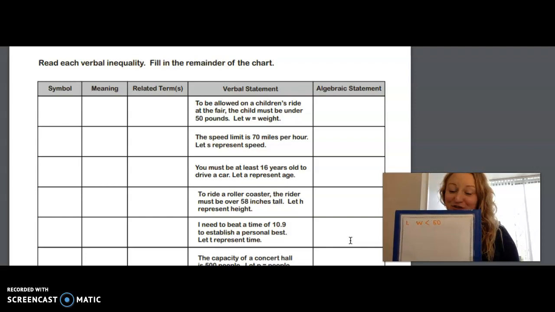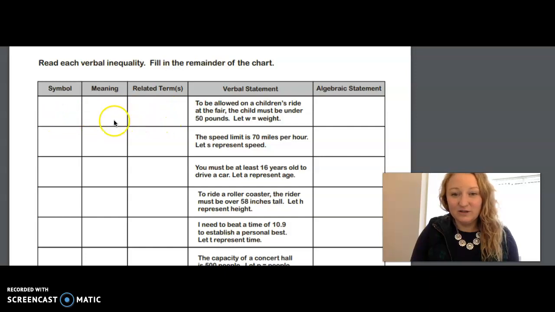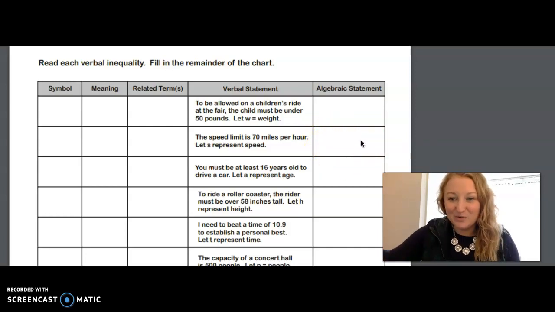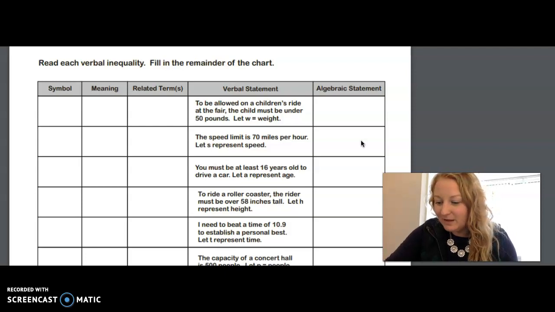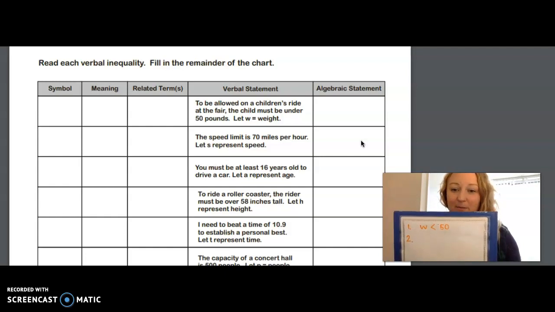And that's what you're going to do for number 1. You don't have to worry about this. That's totally fine. You don't have to fill that out. Just focus on reading the verbal statement and then filling in the algebraic statement. And the algebraic statement is just another way of saying inequality. All right, so right under that, I'm going to set up for problem number 2.